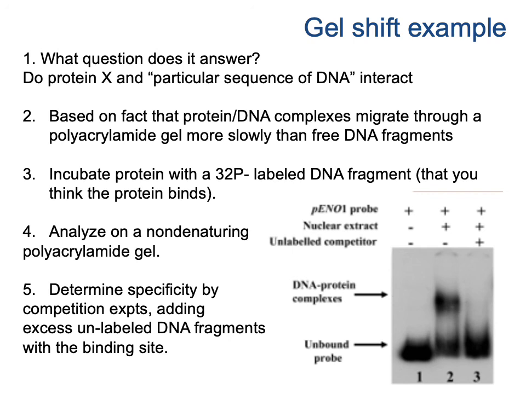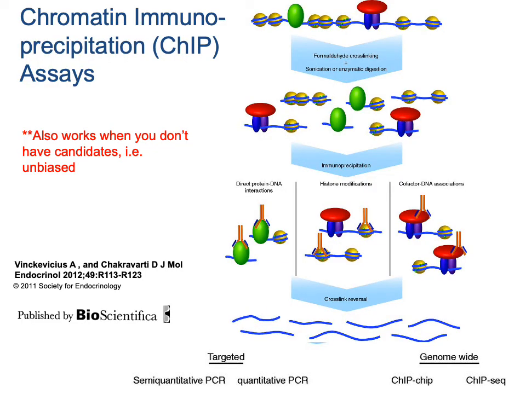Now I emphasize that that method only works when you have a candidate in mind. But the last method for today, in our last slide, is something called chromatin immunoprecipitation assays. People call these ChIP assays. This is a really powerful technique because it can be used if you have candidates in mind. That's the targeted approach at the bottom. But you can also use this technique if you don't have any candidates. Just like yeast two-hybrid can be used to go fishing and ask what binds a protein, you can use a ChIP assay to go fishing to find out what DNA your protein binds to.